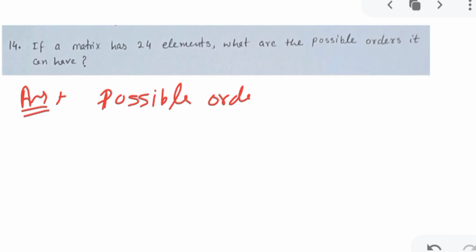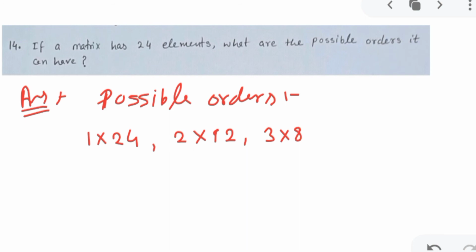Possible orders: first 1 into 24, correct? Then 2, 24 is divisible by 2, so 2 into 12, correct? Then 3 into 8, because 3 into 8 is 24. Okay, then 4, 24 is divisible by 4 also, so 4 into 6.